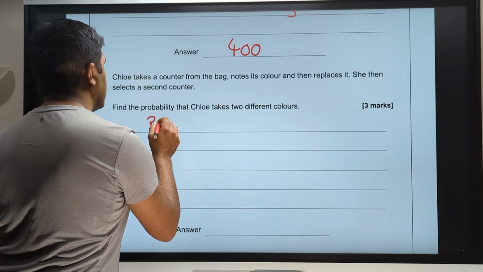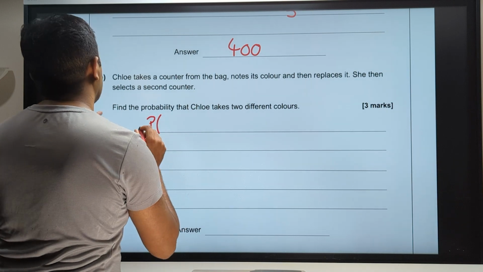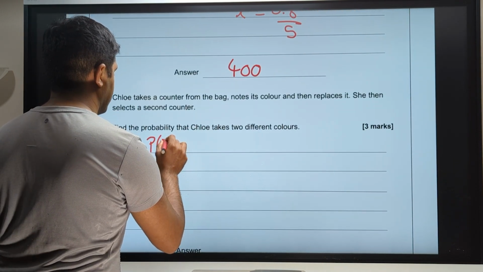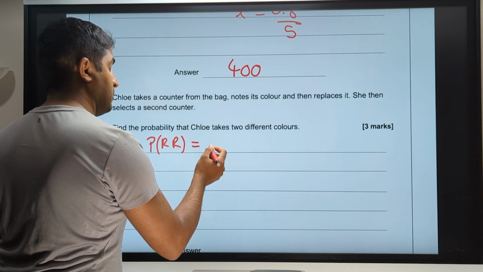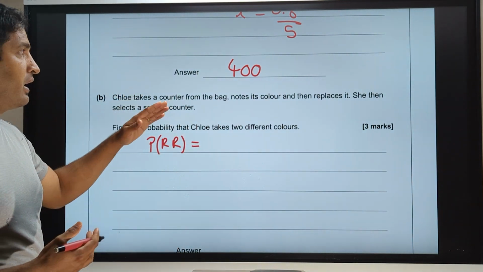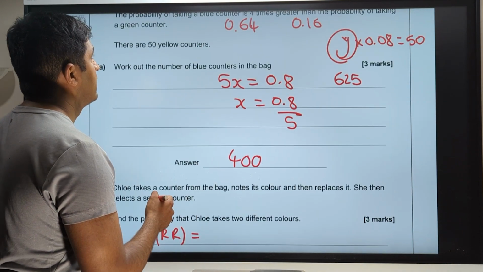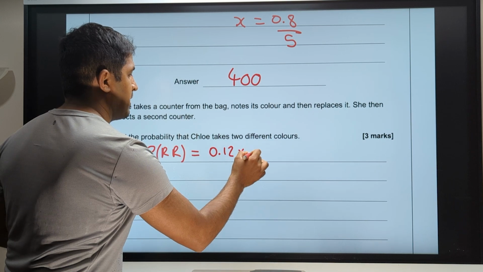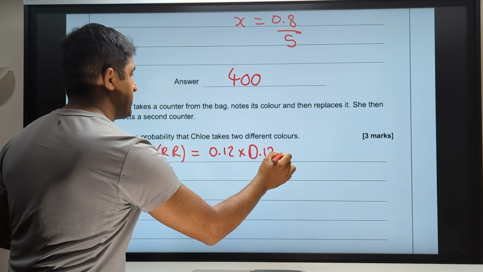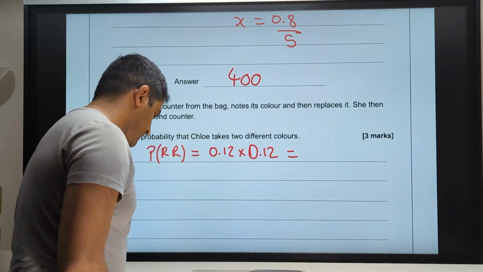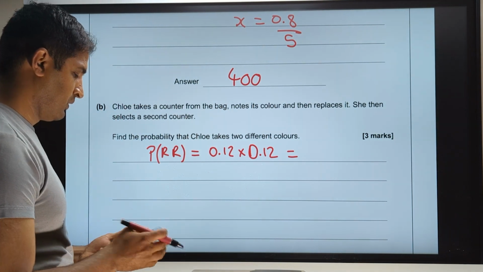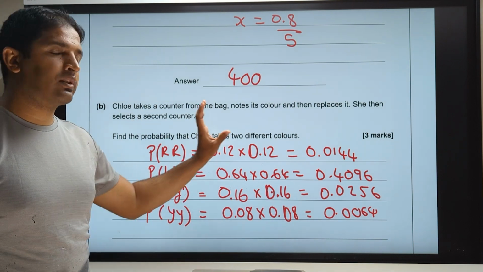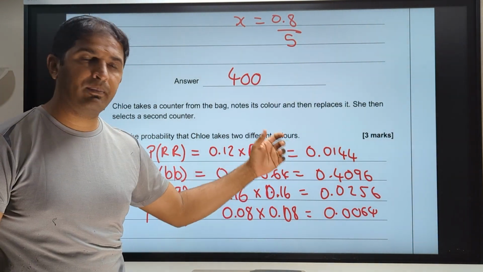So what's the first color? Probability of getting red and red. We want to multiply those probabilities, because the counter is replaced. So the probability of red is 0.12 multiplied by 0.12 again. So we get 0.0144. So these are the probabilities of choosing 2 counters of the same color.